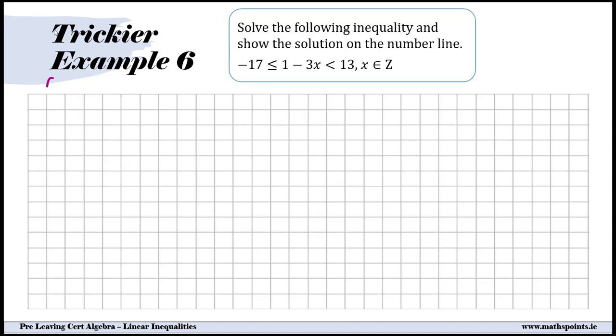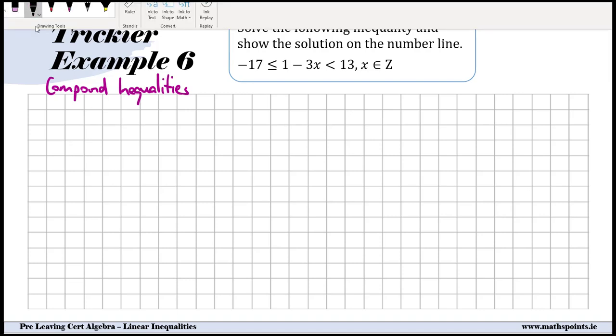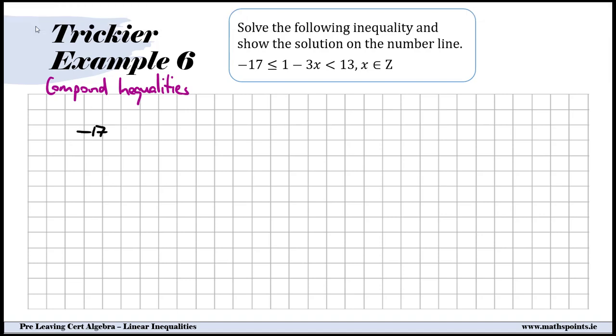So the final example is another compound inequality, and as mentioned before, this has been removed from the Junior Cert higher level course, so we're practicing here for demonstration purposes only, and just to further explore the idea of double inequalities, which still do appear on the Leaving Cert higher level course. So in taking this question, what I'm going to do first of all is write it down in full. So I have minus 17 is less than or equal to 1 minus 3x, which is less than 13.